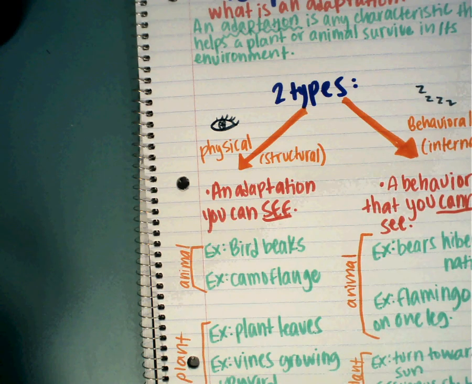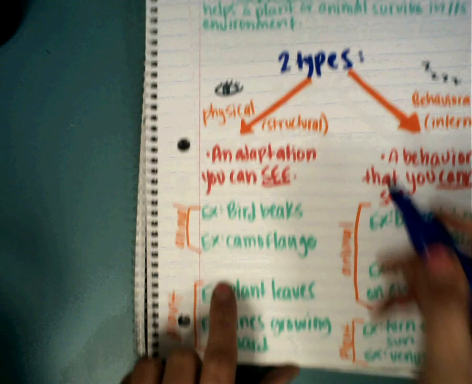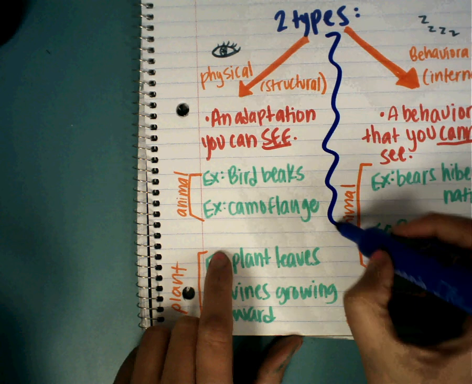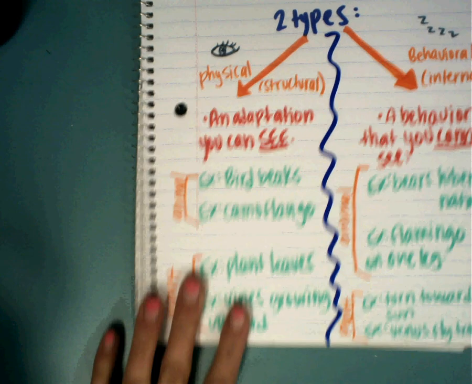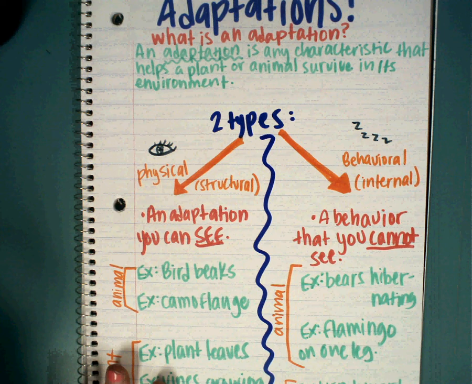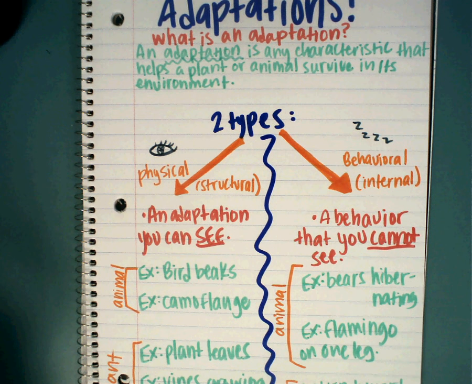So I want you to put a line down the middle. Those are the two categories of adaptations. We'll talk more about this as the week goes on and learn about why animals look the way they look and why they do what they do.